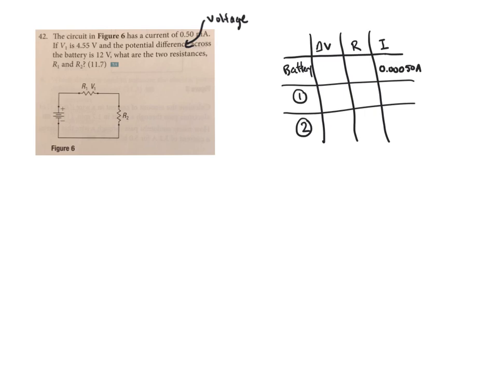Then they tell us V1 is 4.55 volts. So V1 would match with the row that I've labeled 1 in the column of voltage. It's negative 4.55 volts. I was writing negative because it's really a voltage drop across the loads. And then they also tell us that the potential difference or voltage across the battery is 12 volts. So I can write 12 volts for the battery. All right, so that's what they give us. Actually, I'm going to fill out the current. It's the same throughout.